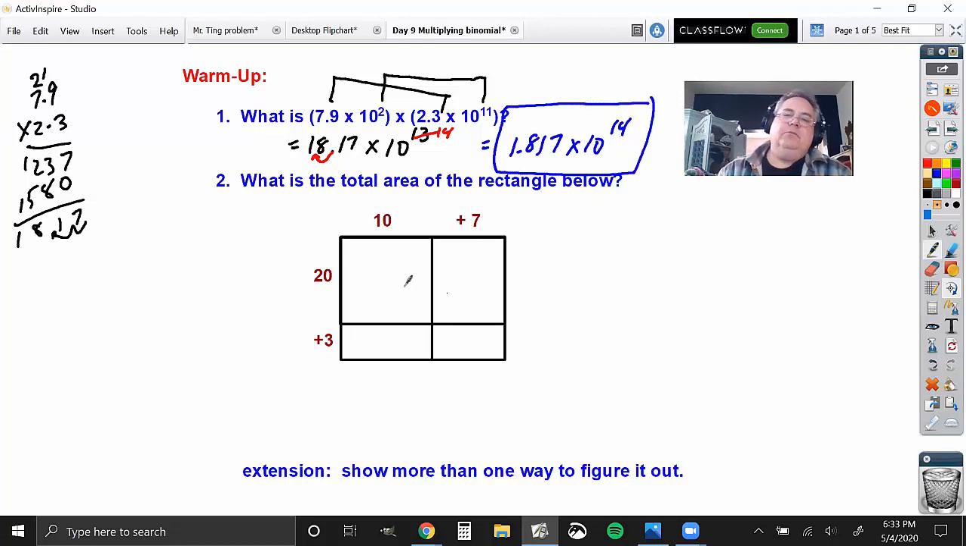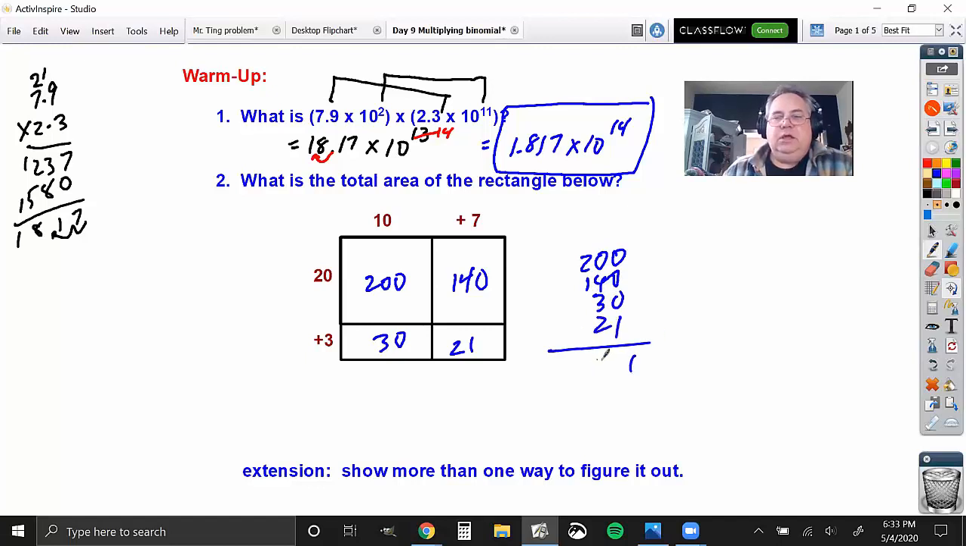All right. Problem number 2, lots of ways to do this problem. The best way, well, not the best way, a way to do this would be to multiply each area and add those partial products together. Pardon me. So 20 times 10 is 200. 20 by 7 is 140. 3 by 10 is 30. And 3 by 7 is 21. So the total area, 200 plus 140 plus 30 plus 21, is going to be 391.